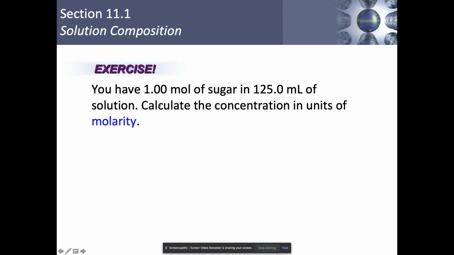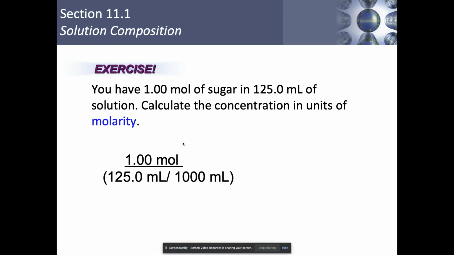All right, so now let's take a look at a couple of practice problems. Let's say I have 1 mole of sugar in 125 milliliters of solution. What would be the molarity of that solution? Nice and easy. 1 mole divided by, and remember this has to be in liters, so I have to divide 125 milliliters by 1,000 in order to convert that, and so I get about 8.00 moles per liter. So I have an 8.00 molar solution of sugar.